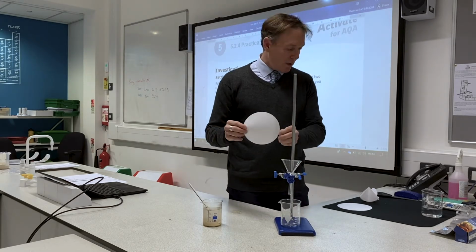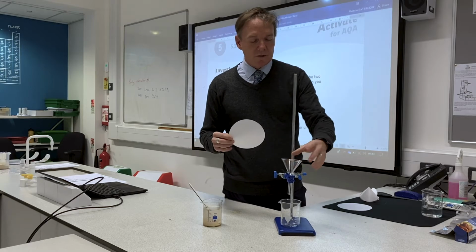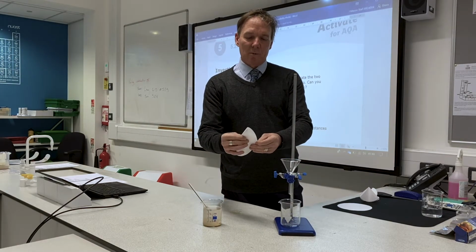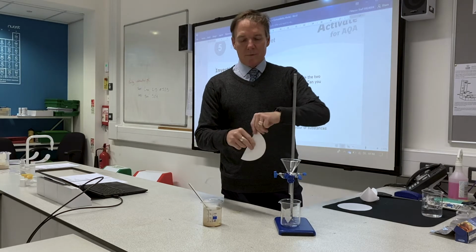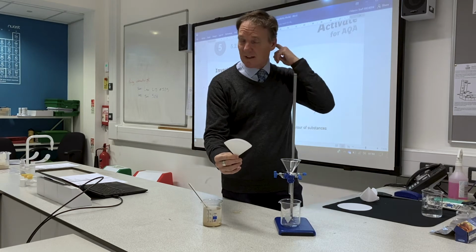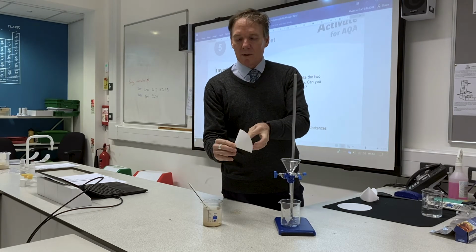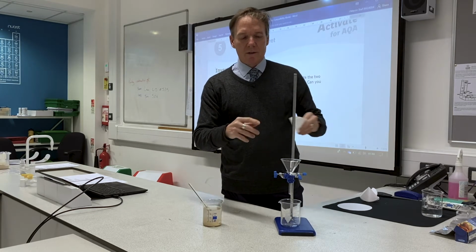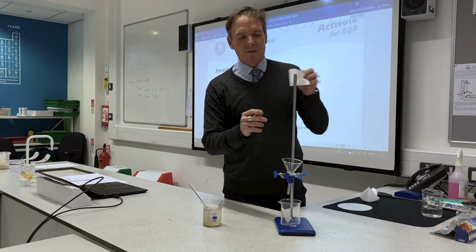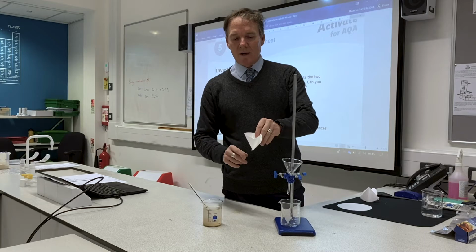Now, to put that in there, you can see we've got this conical shape. It's a very simple method. You fold the filter paper once, and then you fold it twice. And the second time, you can see you've now got a V shape. When you open it up, you can see it now fits on there. So we've got this cone shape that works like that.